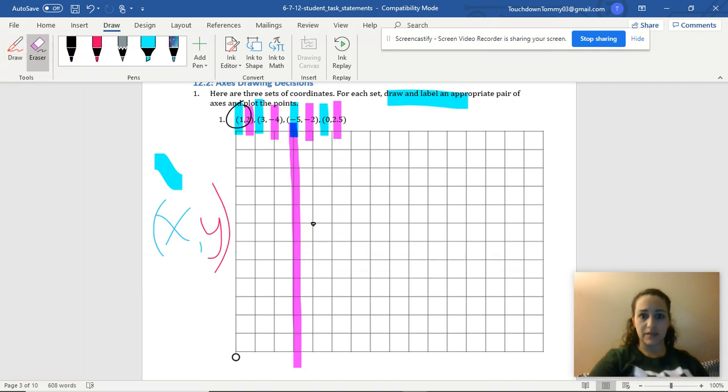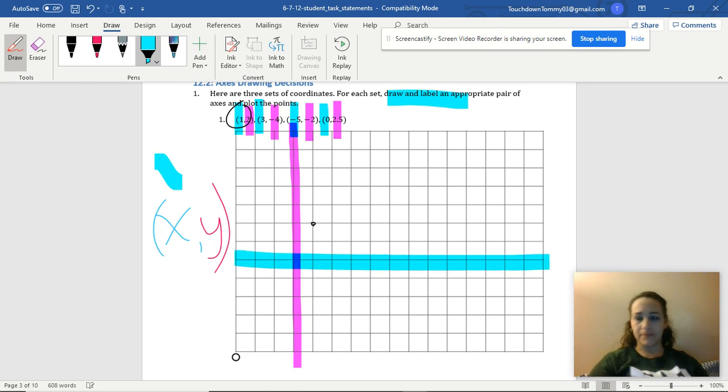See if I can erase just the black lines. Ah, darn it, I was afraid that was going to happen. Bloop. So we've got the first point done.